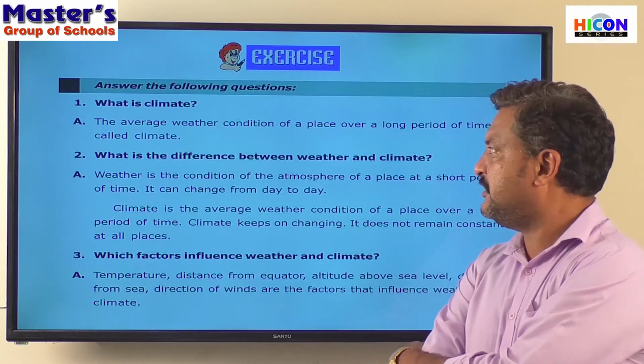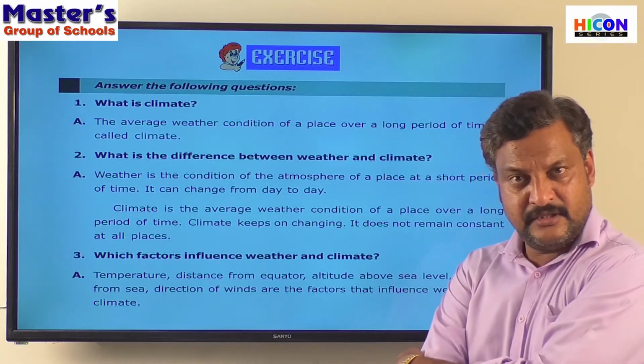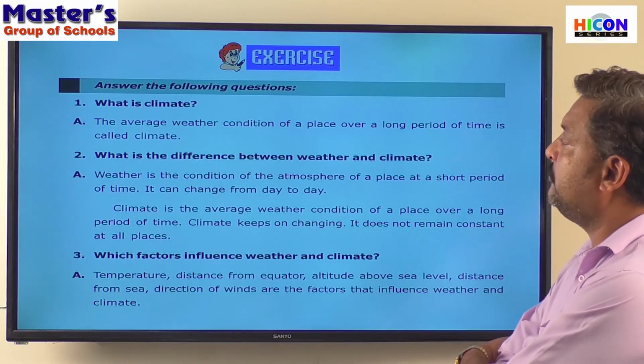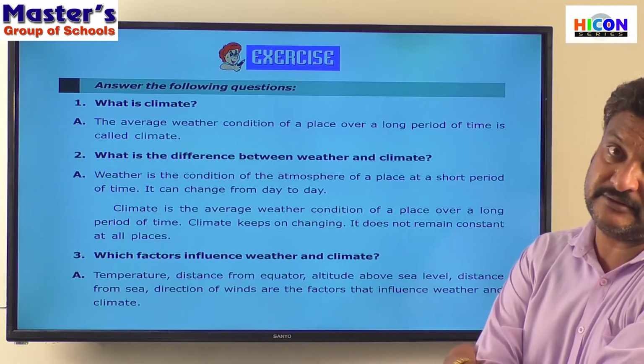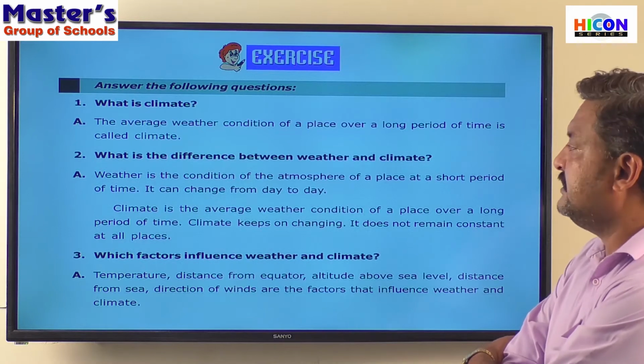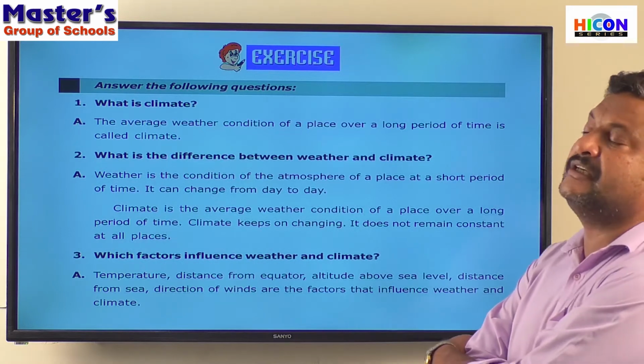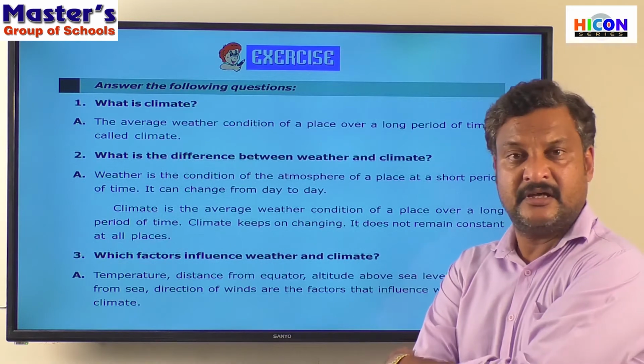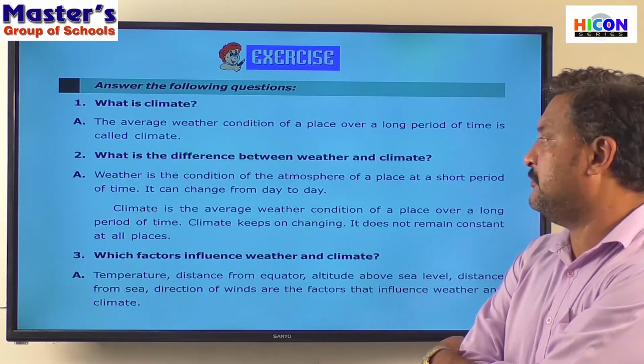So the average weather conditions of a place, which is assessed over a long period of time, is called a climate. Okay. Second one, what is the difference between weather and climate? How is weather different from climate?